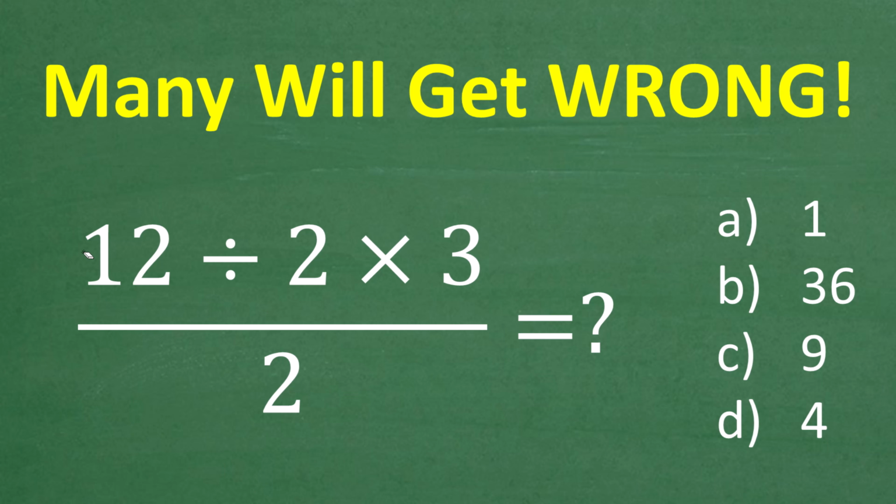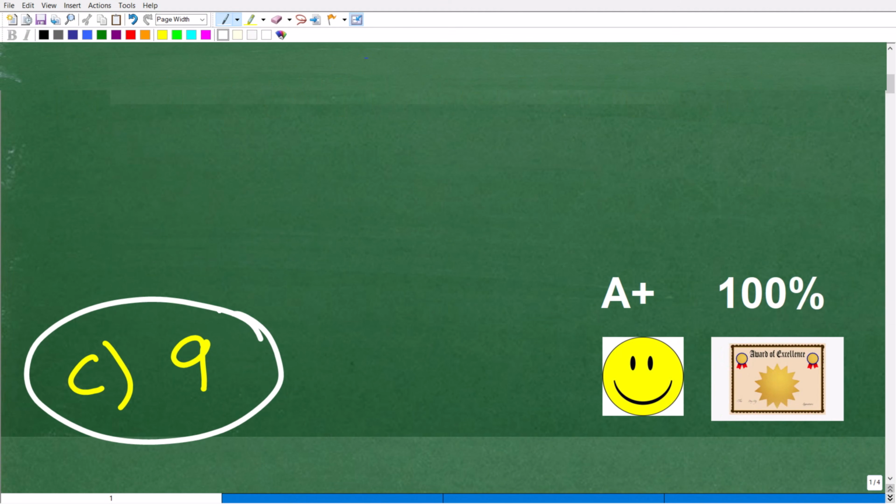And I would caution some of you out there that did this problem super quick. You might want to reconsider your answer. All right, so we have 12 divided by 2 times 3 divided by 2. Okay, so we have a fraction here, and we need to simplify this to figure out what is the right answer. All right, so let's go ahead and take a look at the correct answer. The correct answer is the following, option C, which is 9.